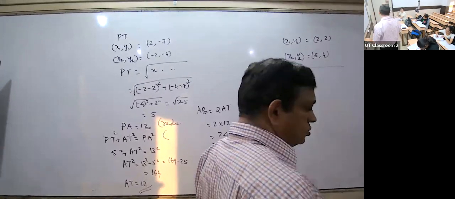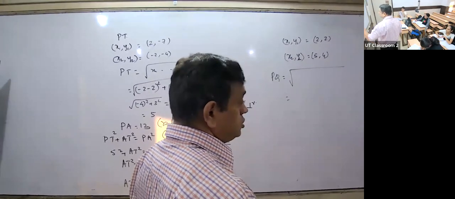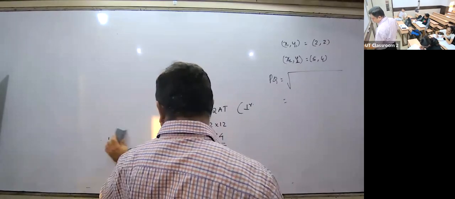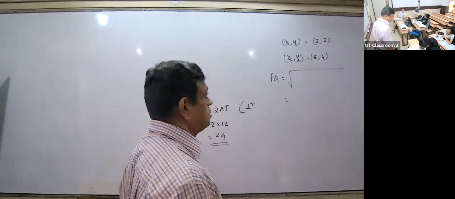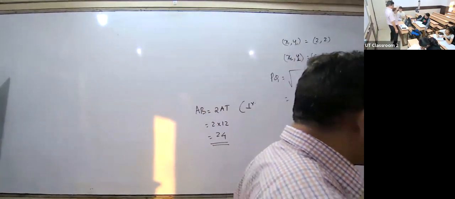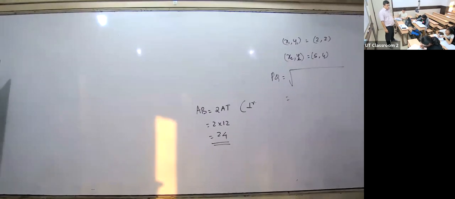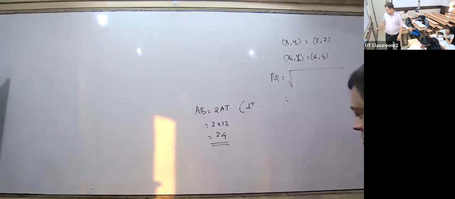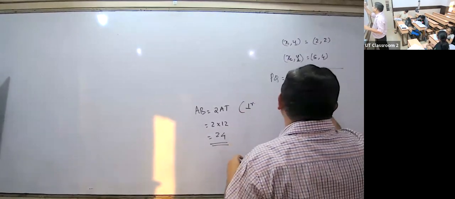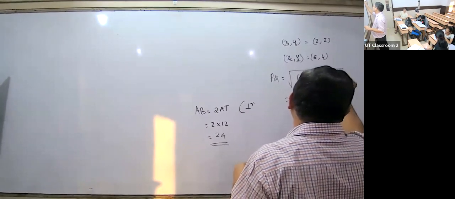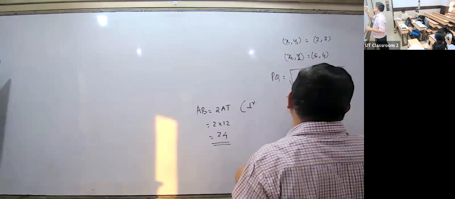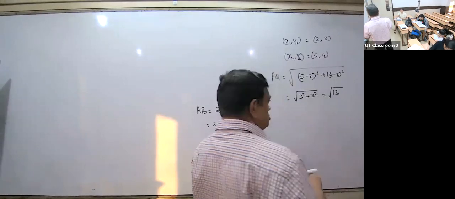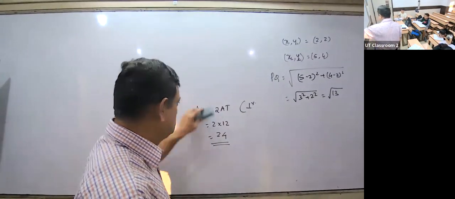Root 85? Later, not change, okay? Wrong. Root 13. PQ is root of 5 minus 2 whole square plus 4 minus 2 whole square, 3 square plus 2 square, 9 plus 4, root 13. PQ is root 13. Now what do you do? Significant places.